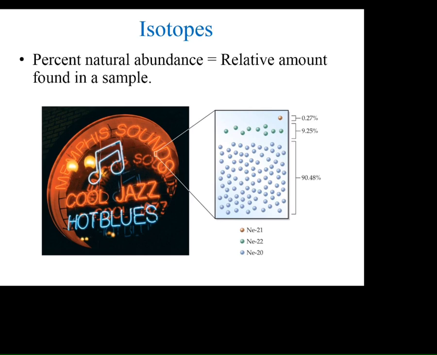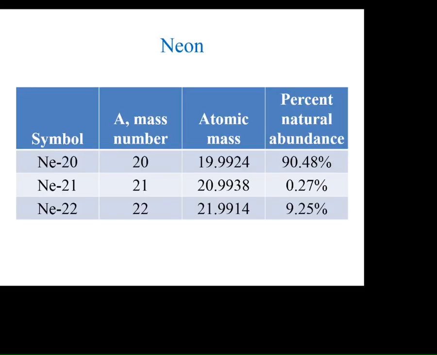So the number then, the mass that is written on your periodic table underneath neon, where it says 20.18, are you with me? That is the average of 90.48% of it weighing about 20, 9.25% of it weighing about 22, and 0.27% of it weighing about 21. Okay. Here's the actual data. So neon 20 has a mass of 19.9924.